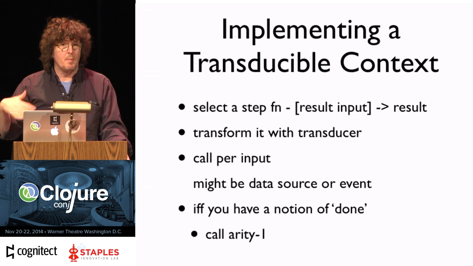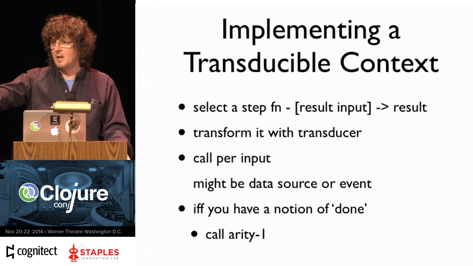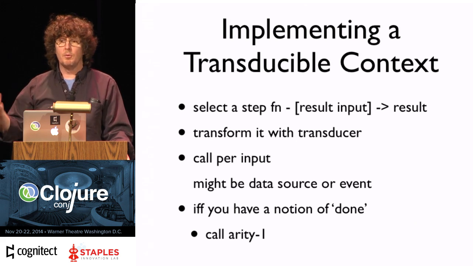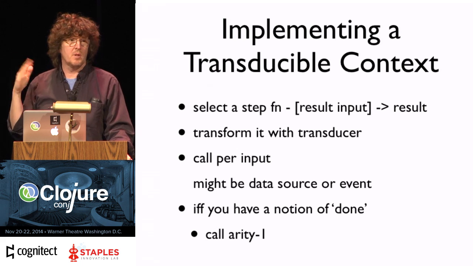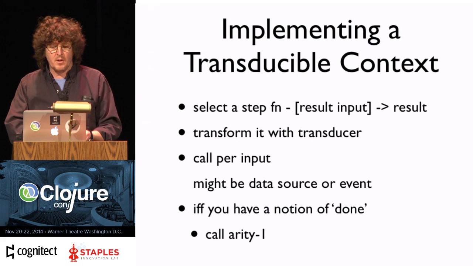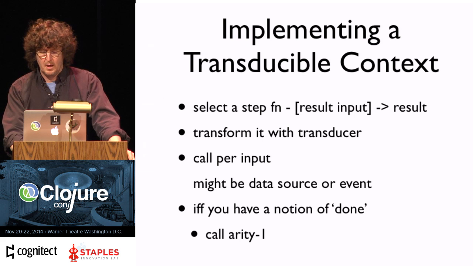Then every time you have a new input, maybe you're proactive, right? You've got a collection in hand. Your job is to reduce it, so you just have your stuff already. Or maybe you're reactive, right? A channel is reacting to stuff coming in from somewhere else. Well, every time there's a new thing, you're just going to call the transformed step function on it. So it may be its data source or it may be an event.